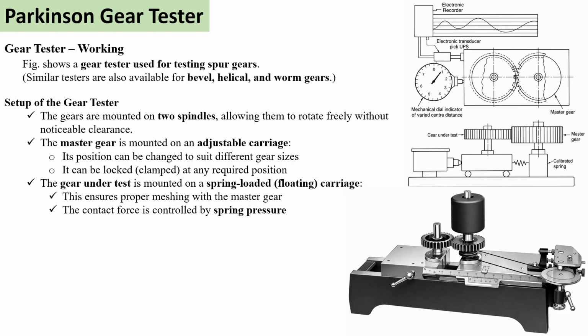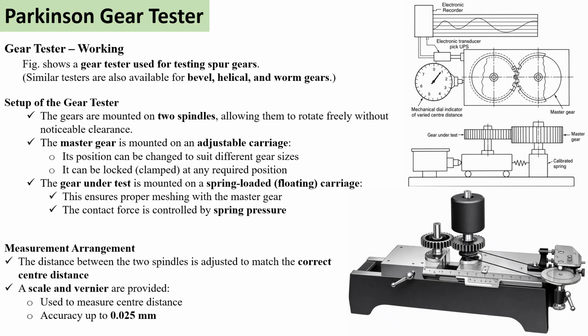The gear under test is mounted on a spring loaded carriage. This ensures proper meshing with the master gear, and moreover the contact force is controlled by spring pressure. So let's see the measurement arrangement. The distance between the two spindles is adjusted to match the correct center to center distance. A scale and vernier are provided to measure the center to center distance, and this accuracy is limited to 0.025 mm.